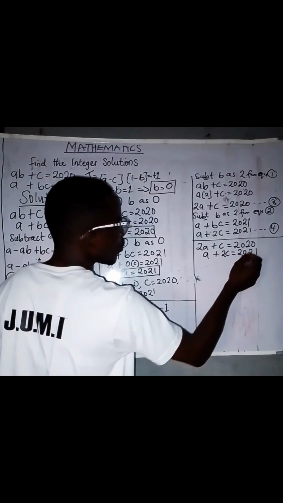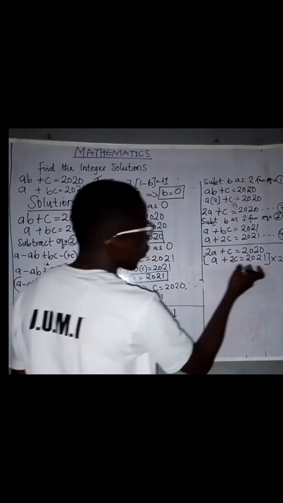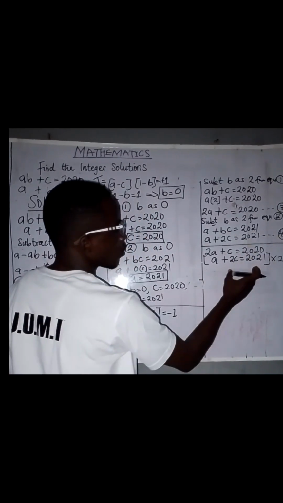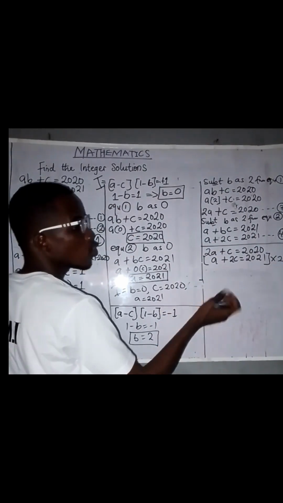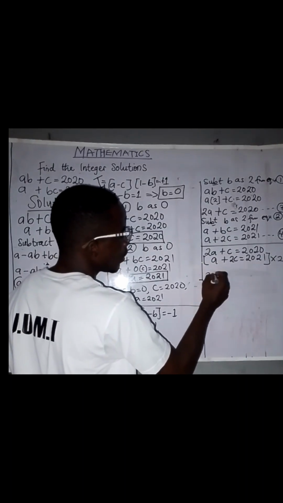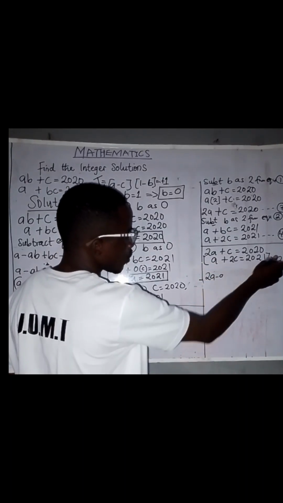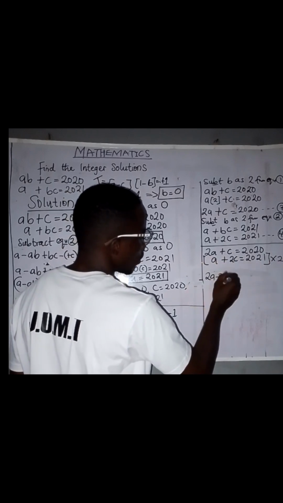So that means I'll have to multiply this equation. Now I have to multiply which equation? Equation 2, this last equation, which represents my equation 4. I have to multiply by 2, to retain the value of A. So that means I have 2A minus A, and this part also represents 2A minus 2A.